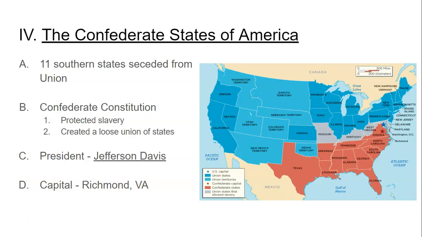It is very similar to the United States Constitution, except for two major differences. One is that it very explicitly protects slavery in writing, and says that the federal government can never take it away. The second is that it creates a loose union of states where every state has a lot of power and there's no really strong federal government. So it's kind of like the Articles of Confederation rather than the Constitution. So this is the Confederate States, or you can call them the Confederacy or the South.